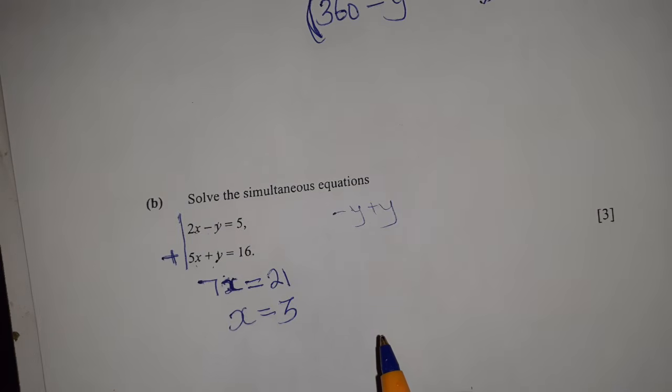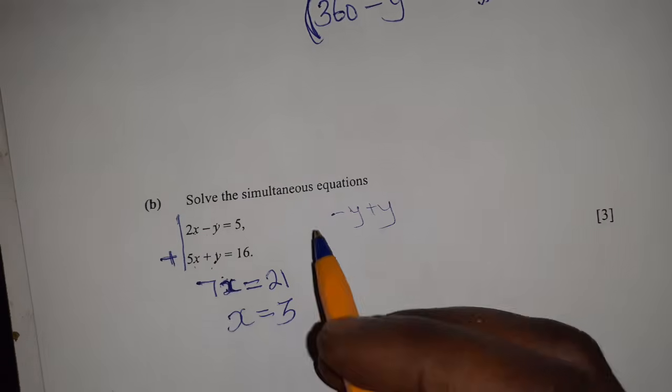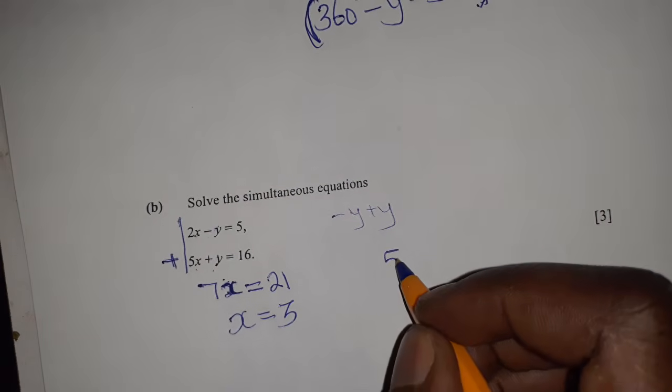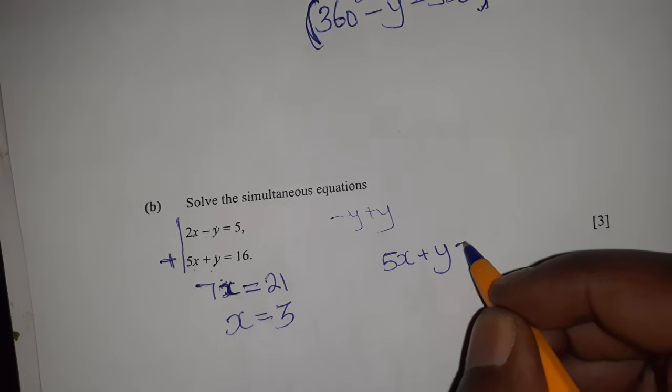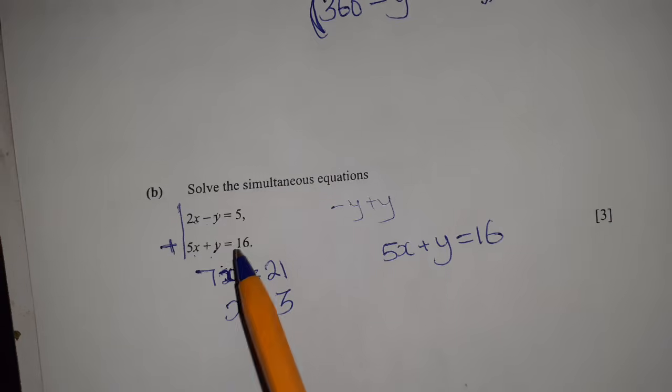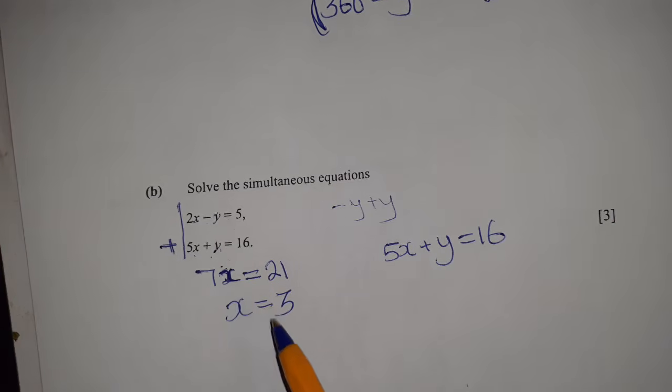Then how do we find the value of y? If we pick this one, which is equals to 16, we pick one of these two equations, and then where there is x, we put what?